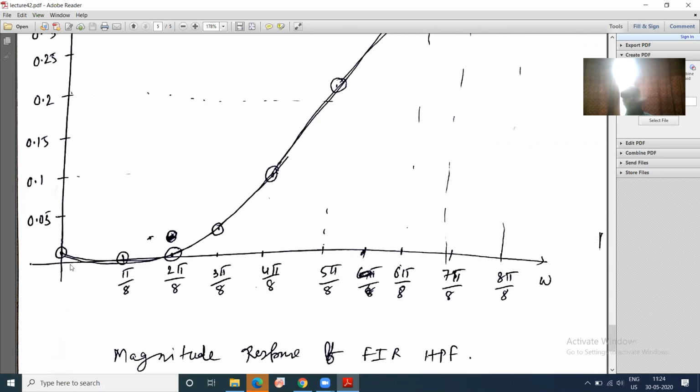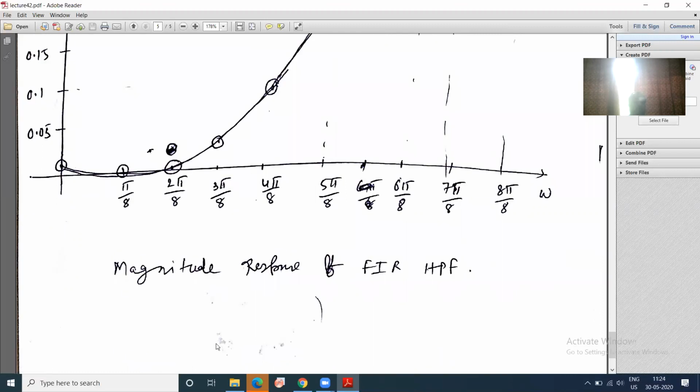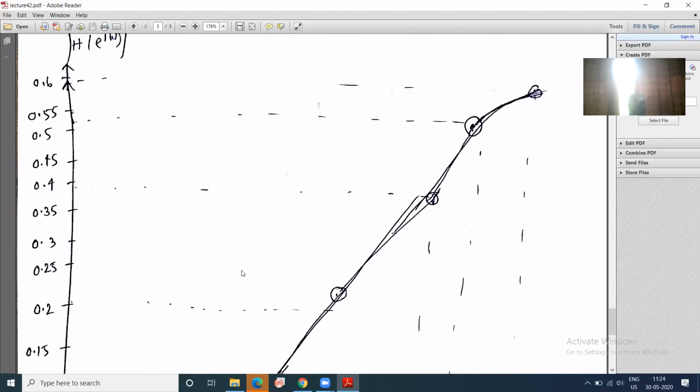Now on this axis it is 0, pi by 8, 2 pi by 8, 3 pi by 8, 4 pi by 8, 5 pi by 8, 6 pi by 8, 7 pi by 8, 8 pi by 8 means pi. So these are the values here. Now once I have this, what I have to do? At pi by 8 I have to plot the value. So at pi by 8, what is the value?